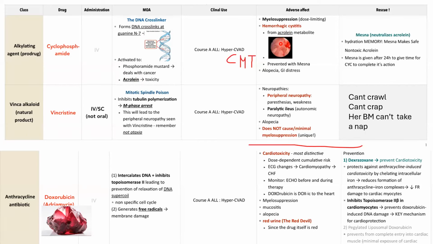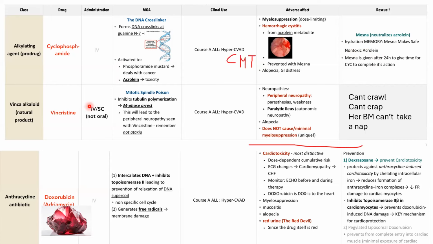What can we give with cyclophosphamide to minimize the risk of hemorrhagic cystitis? It's mesna, because mesna basically neutralizes the acrolein, which is the toxic substance that causes hemorrhagic cystitis. So if you get a question, what do we prescribe alongside cyclophosphamide? Mesna. Don't forget that.